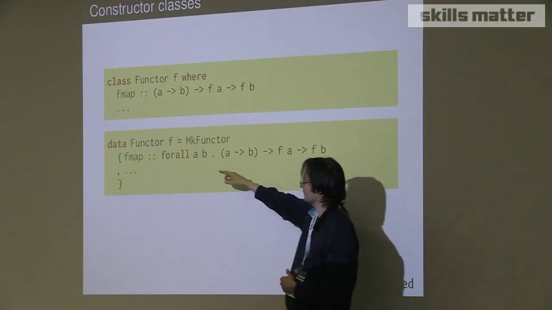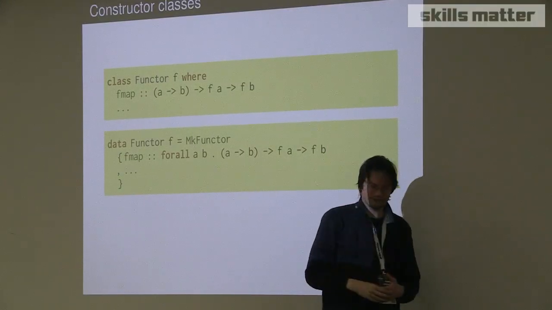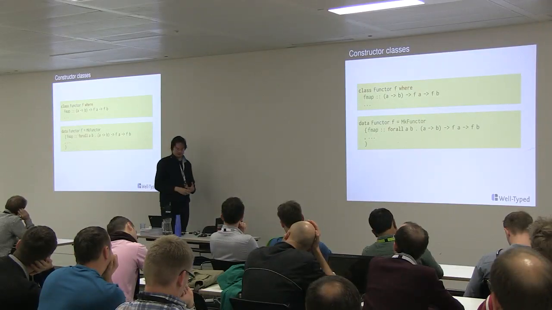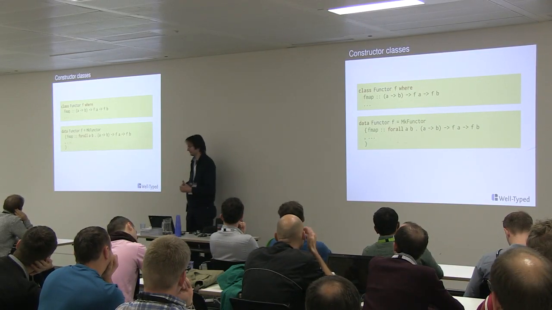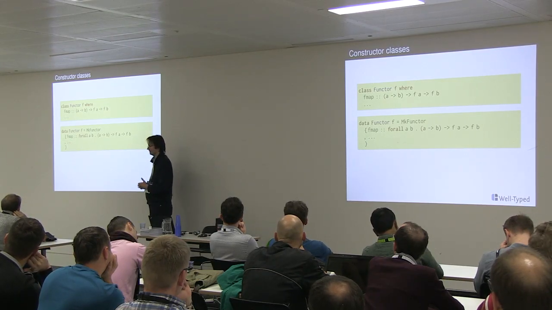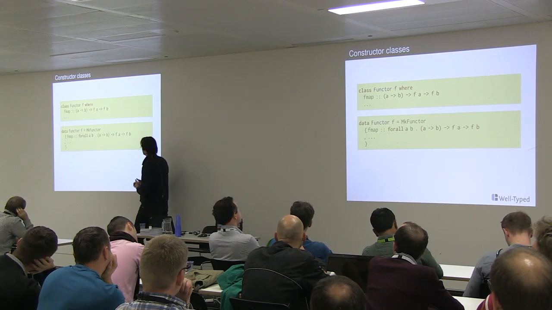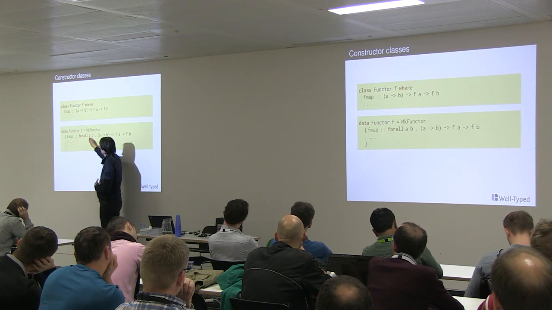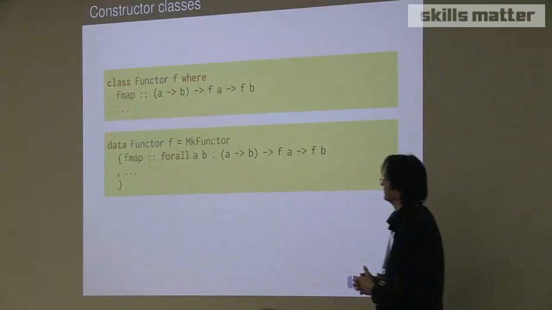And this needs an extension or a language feature that is called polymorphic record fields, which these days is part of what you get if you enable rank n types. Right? So that allows you to use a for all quantifier in here.